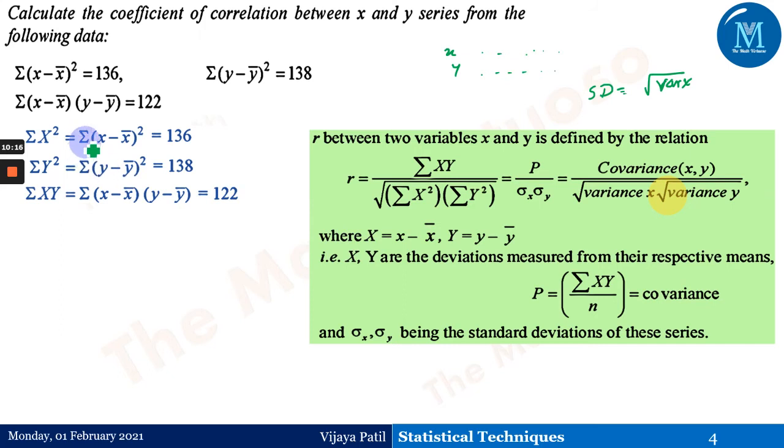So summation of x square is given to us, that is summation of (x minus x bar) the whole square, which is 136. This is summation of y square, and summation of xy. Again, it's capital, and whatever is given to me is with respect to small, right?